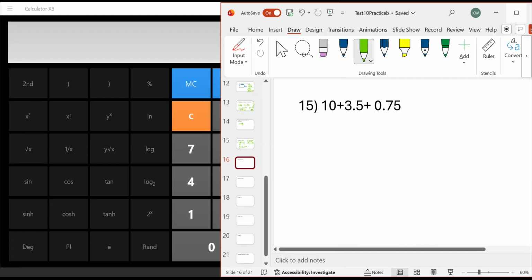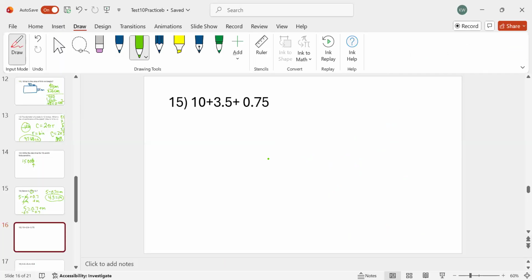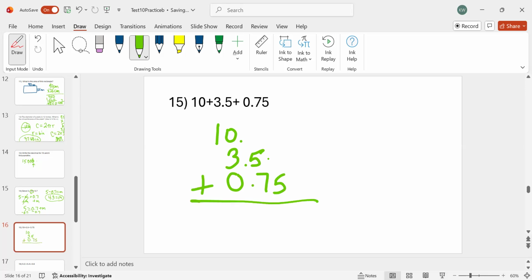All right, so let's look at number 15. We need to add these three numbers. So in writing, I'm just going to go ahead and do that. 10. And be sure that you line them up with the decimal point, okay? 3.5 and 0.75. Okay, so in the hundredths place, we have a 5. In the tenths place, we have 5 plus 7 is 12. Carry the 1. 3 plus 1 is 4, and 10, so 14.25.